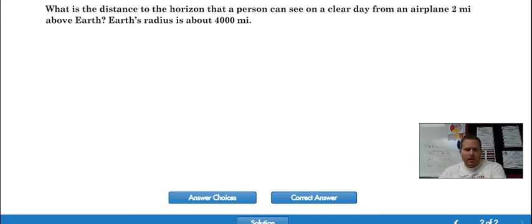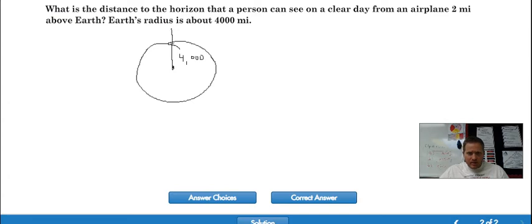So what we're going to do is first we're going to have our circle that we have right here, and we have my radius. It told me this right here was 4,000 miles, and we have on a clear day 2 miles above Earth. So here's this right here, which is going to be about 2 miles. And we are trying to find out what the distance is to the horizon. So we're trying to find out this.